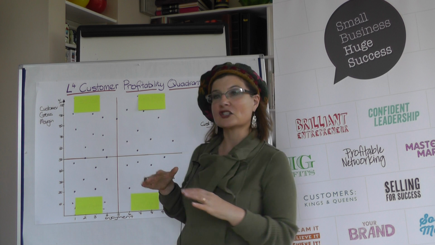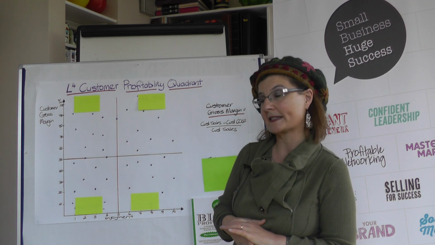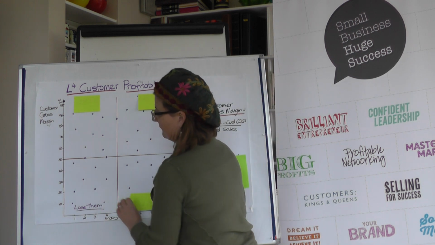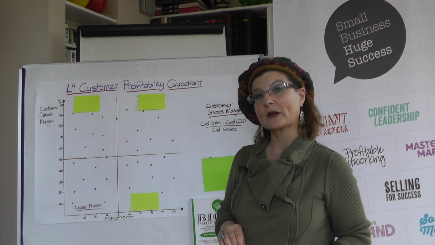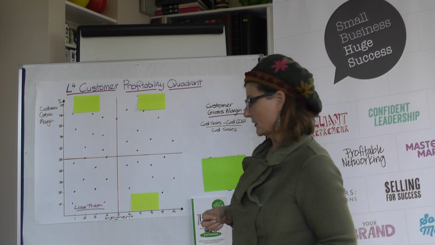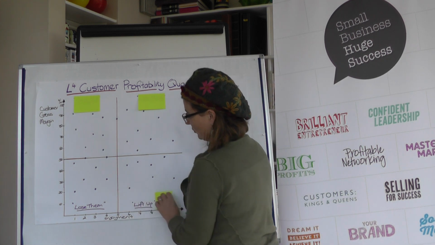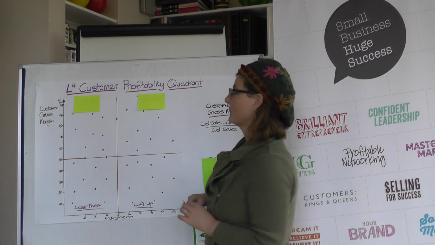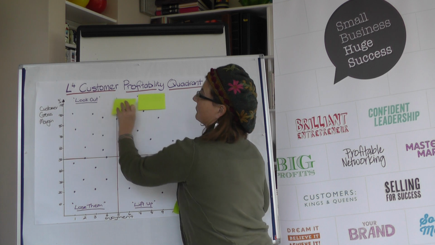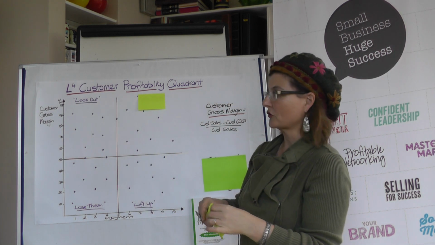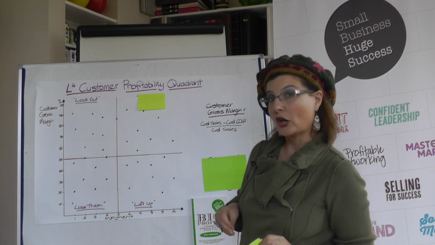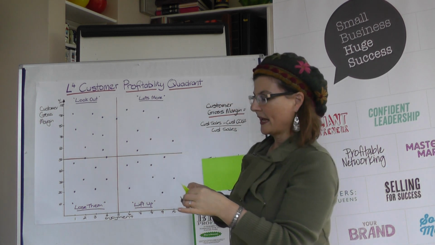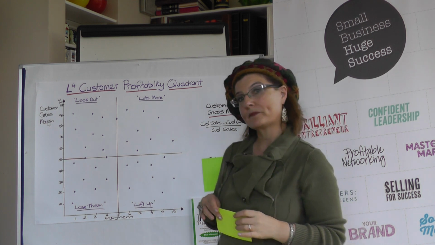And it falls into quadrants, 4 quadrants. And I've named my 4 quadrants as follows. In the bottom left corner, we have what we call the lose them quadrant. On the bottom right corner, we have what I call the lift up quadrant. On the top left quadrant is the lookout category. And on the top right quadrant, we have lots more.